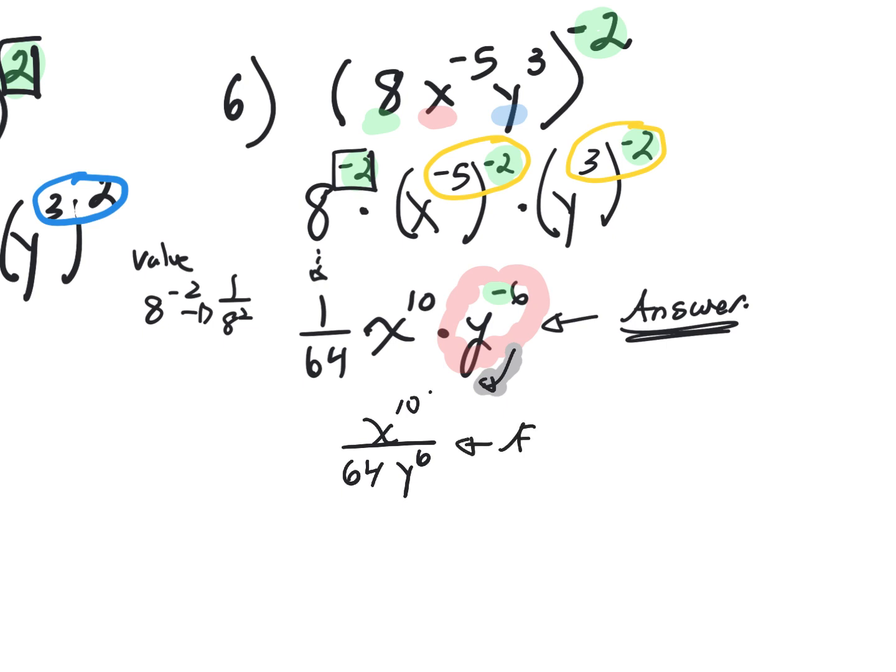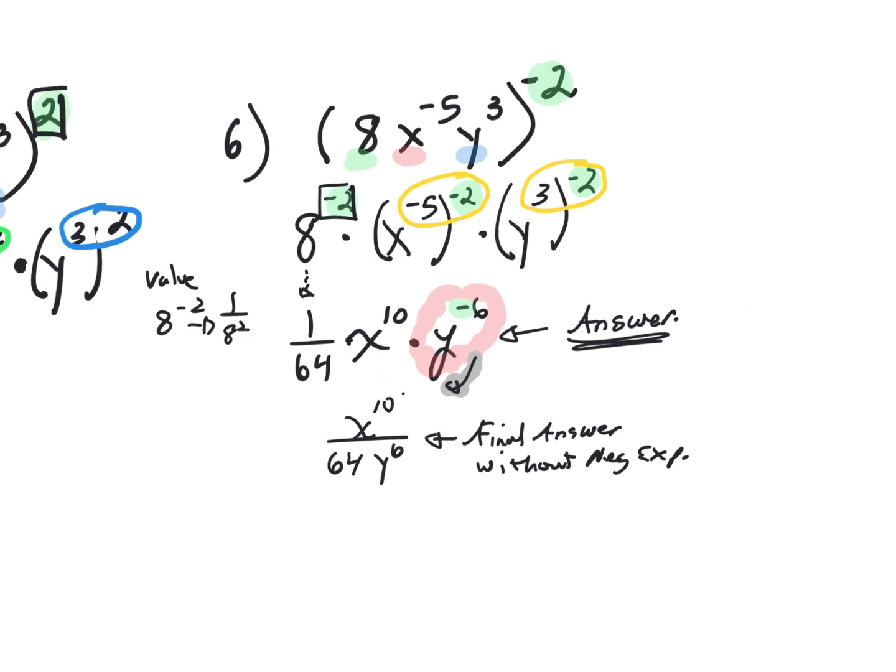So this is your final answer, written without negative exponents. And if you're in my class, this is what we're working on right now. We're working on power to a power, the new rule, and our final answer cannot have any negative exponents. So this is the one we're looking for as our final answer. But the other is good too, though it has a negative power.